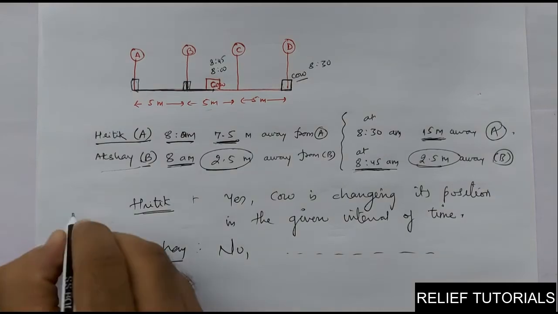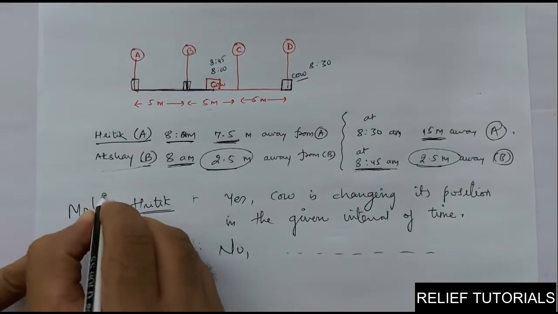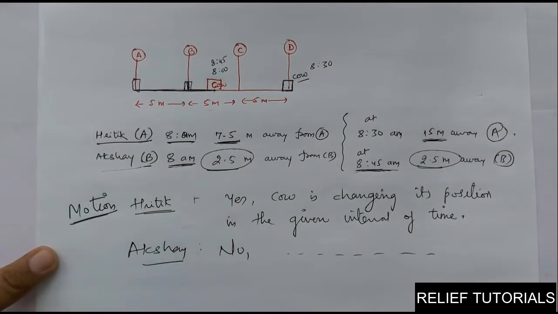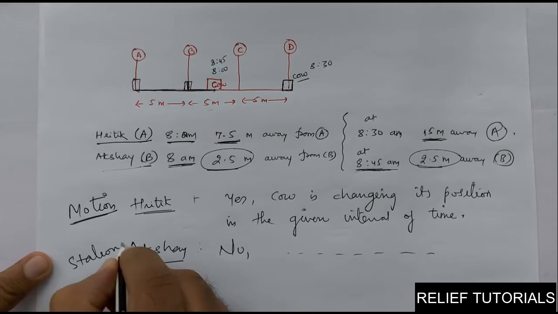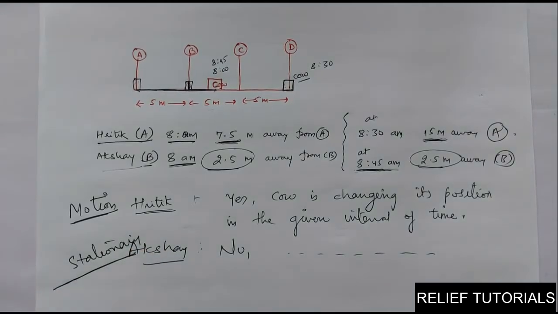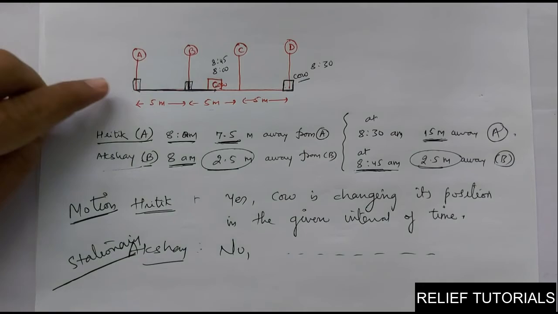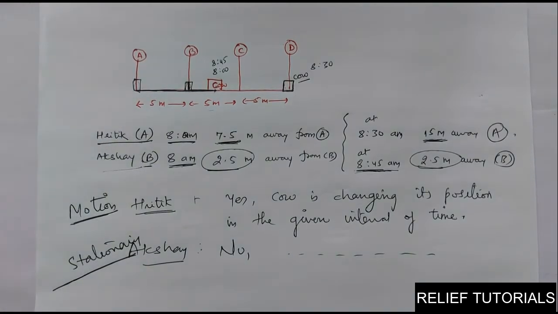So according to Ritik, the cow is moving, so the cow is in motion. And according to Akshay, the cow is stationary. So this is how the reference point affects, and this is how the time interval also has a relation with motion. When you observe is also important. From where you observe is important, that we already discussed. And also when, after what time interval you are observing, is also important.